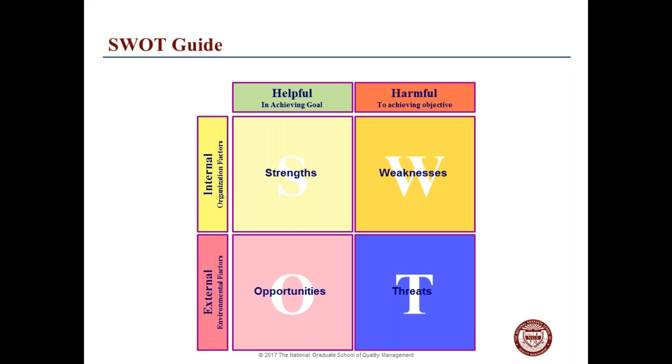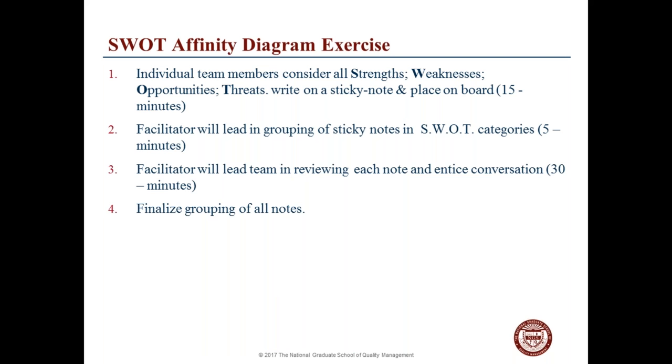Here's a diagram and a guide that we like to use. Essentially, when I was talking about the strengths and the weaknesses, the main point is that these are internal factors to an organization. Strengths are helpful internally. Weaknesses are harmful internally. And on the other hand, the opportunities and threats are external factors. So things outside of the business that can give us opportunities or threats. I think that's basically what I want to say on that.